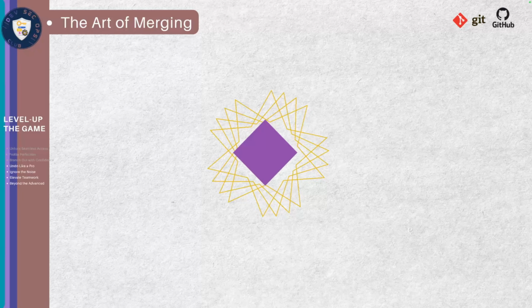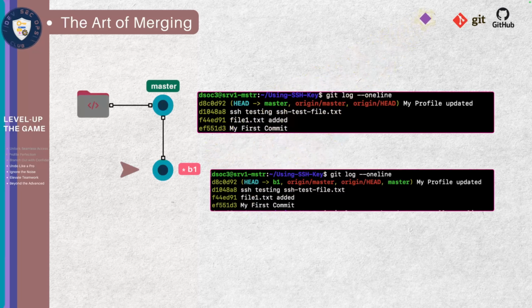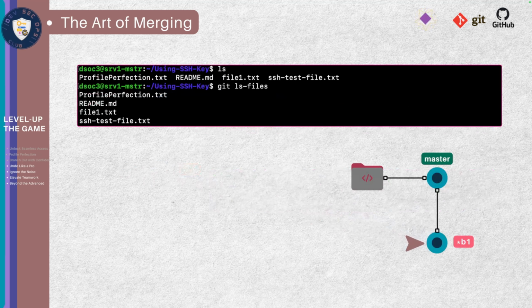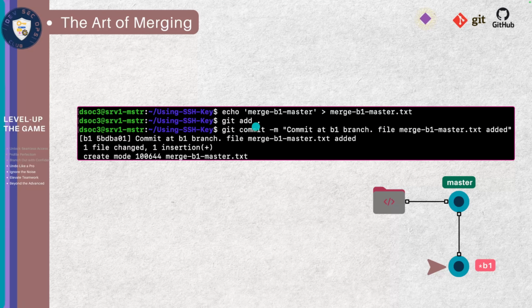And we also saw how to merge one branch into another branch. So this was the case: checkout from master, we created branch 1, and now HEAD is pointing to branch b1. Now we can see both branches have the same change logs or history, and the files are also there. Then we did some changes in branch 1. Here we just created one file, merge b1 master txt. Then we did add to move the file to the staging area. Then we did the commit to make our final changes.